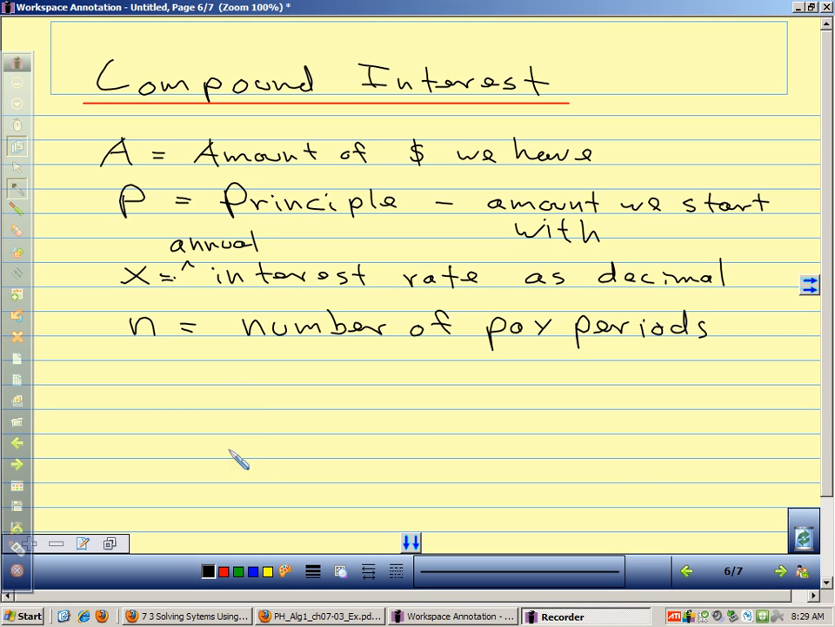So the way we come up with this formula for compound interest is, we start off wanting to figure out how much we have. Our first amount is our principal. And we compound our interest, we earn interest on it one time. So we get our principal times our interest rate. After one compounding, after we earn interest one time, this is how much we have. And I could factor out the P and write this as P times 1 plus X.